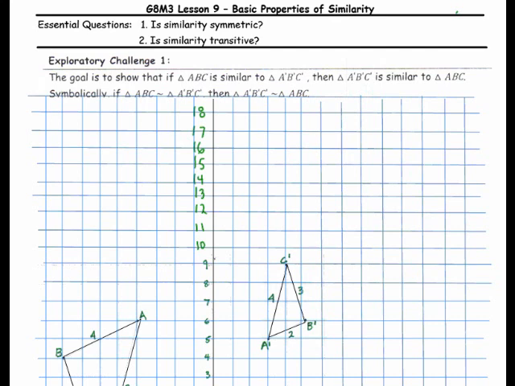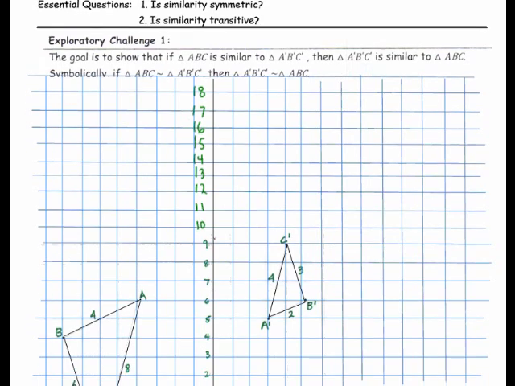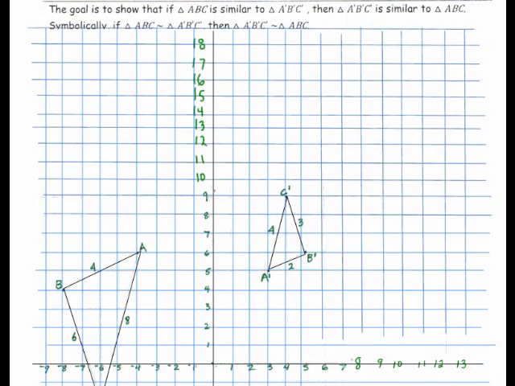In our exploratory challenge, our goal is to show that if triangle ABC is similar to triangle A', B', C', then A', B', C' is similar to triangle ABC. Symbolically, we say triangle ABC similar to triangle A', B', C'. Then triangle A', B', C' is similar to triangle ABC.